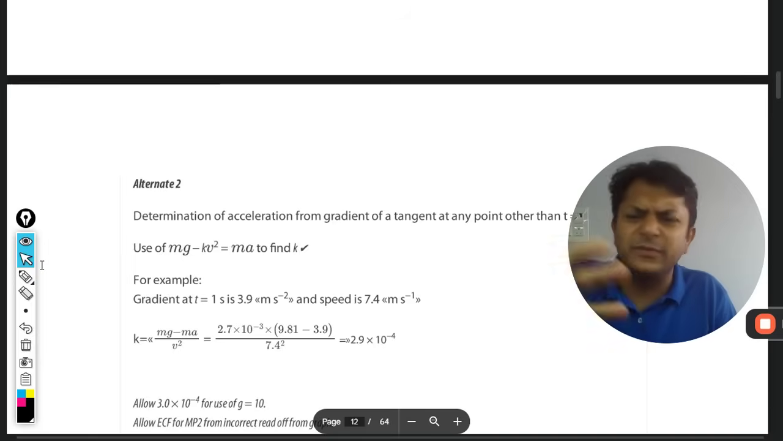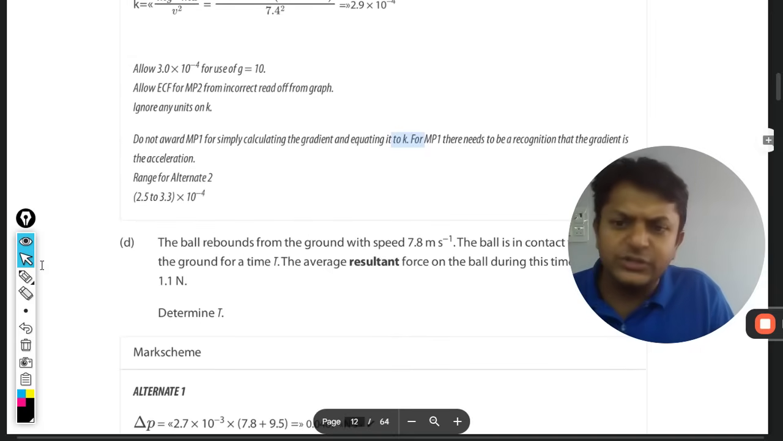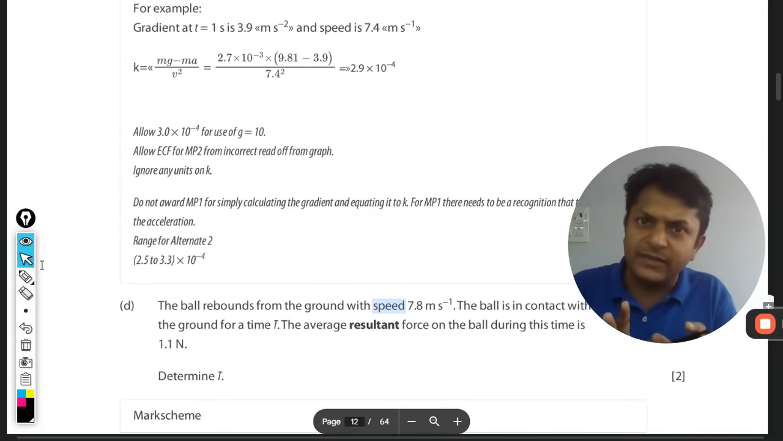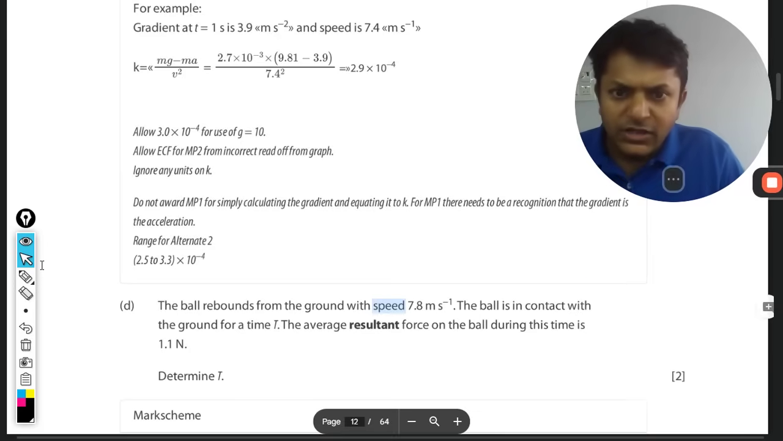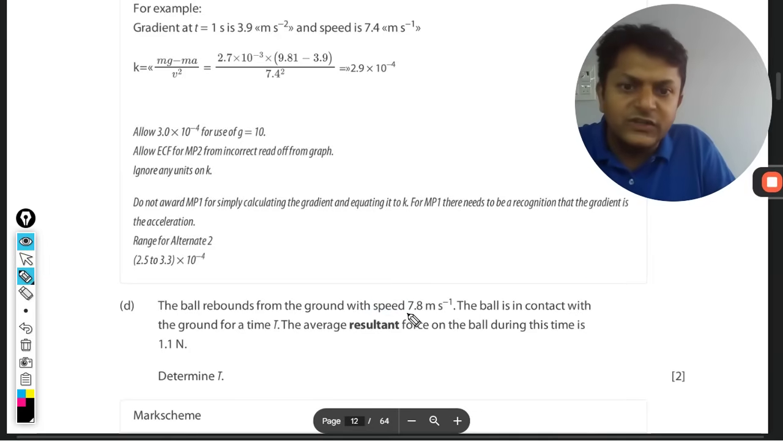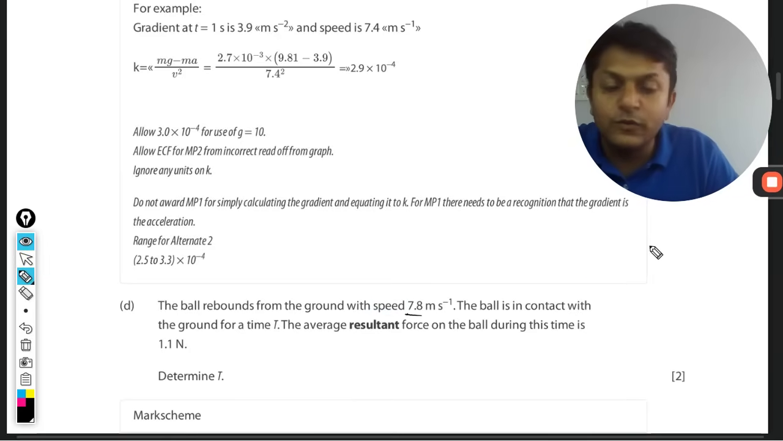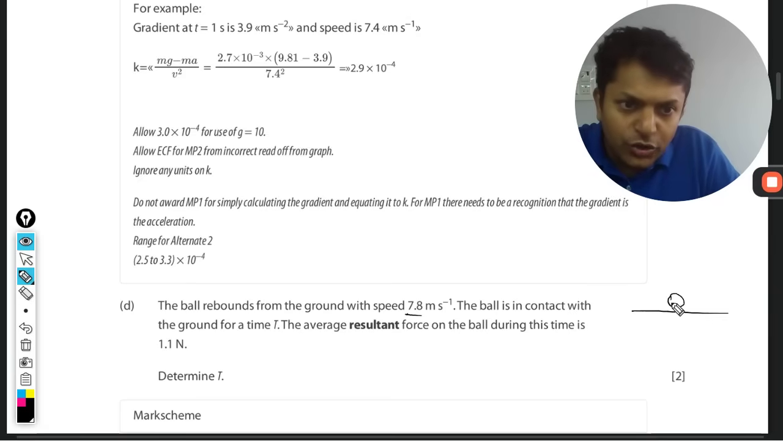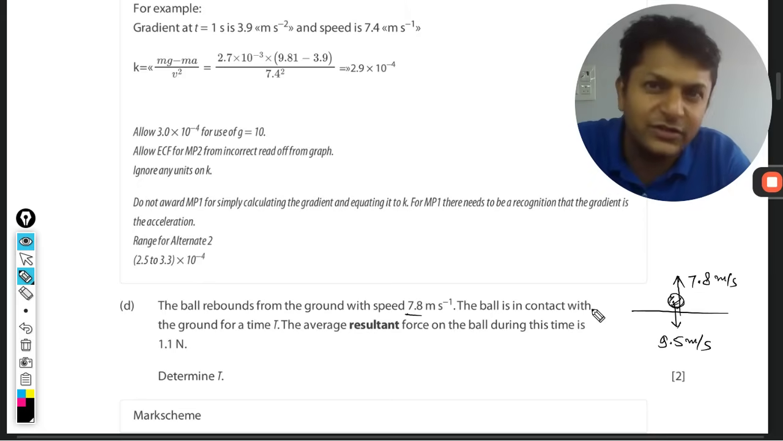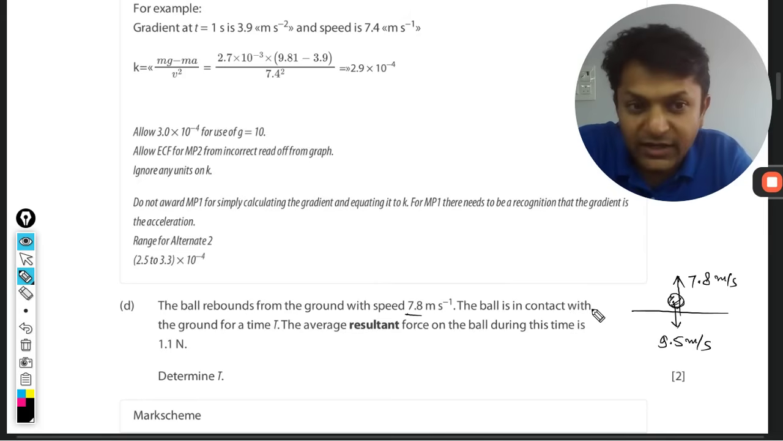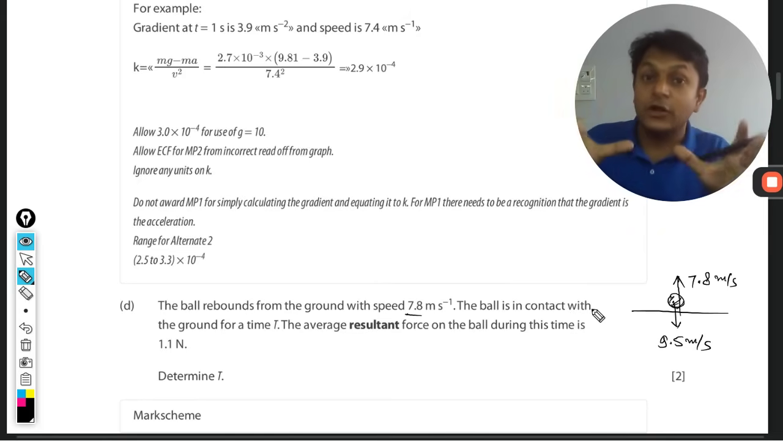Now moving next. There is another method, but we did not get into that because the other one is actually the right method. Mg minus ma, we don't want to do it. The ball rebounds from the ground with the speed of 7.8. Now it is moving with 9.5. So the ball is coming with 9.5 meter per second constant speed, and it rebounds with the speed of 7.8 meter per second. Definitely there is a certain loss of energy involved here, isn't it? Because the kinetic energy is changing, the velocity is changing, so there is a loss of energy.